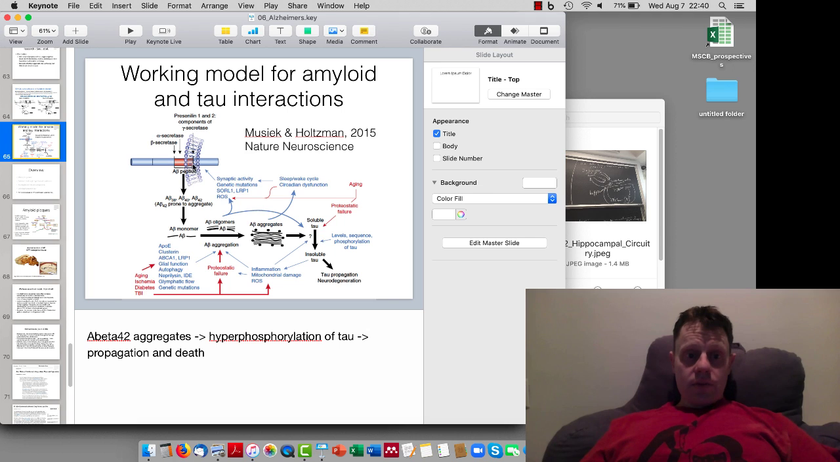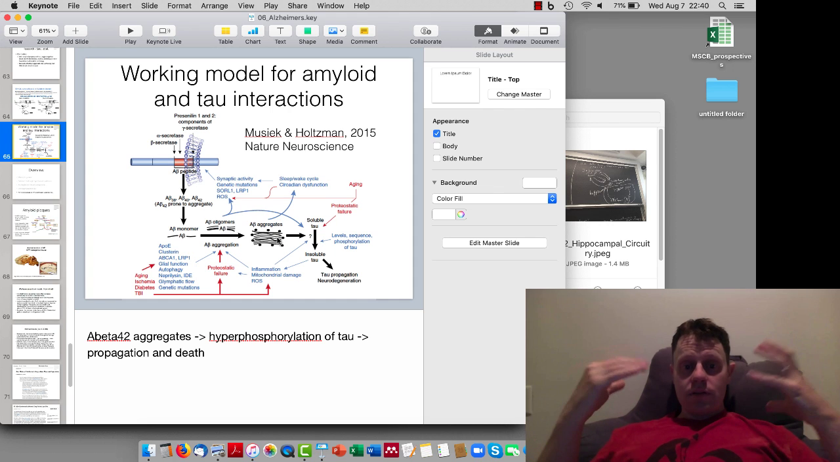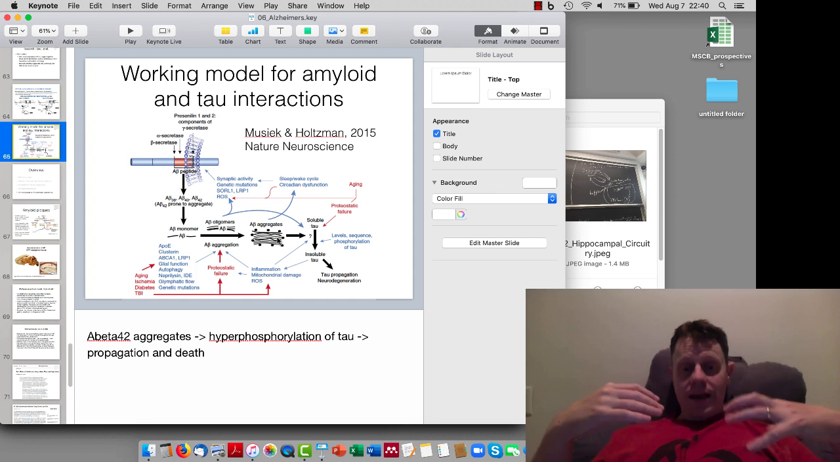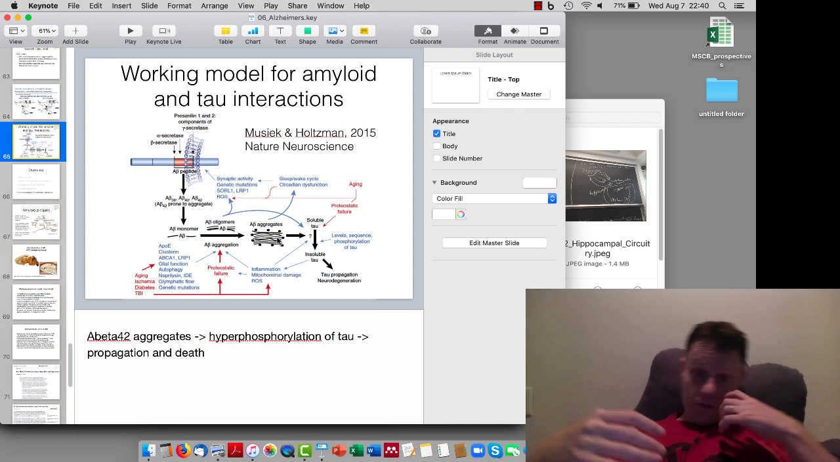What that means is, when A-beta peptides are released, a single A-beta molecule is not a problem, but when A-beta starts clumping together outside the cell, that causes a signal inside the cells to phosphorylate and clump up the tau inside the cells, and then that kills the cells because they can no longer move things around when they need to.